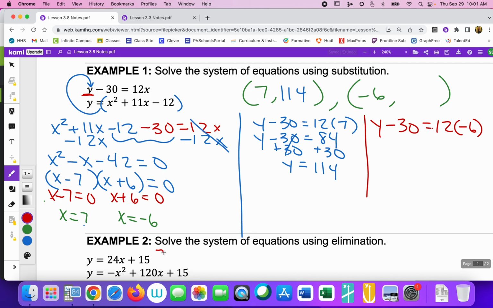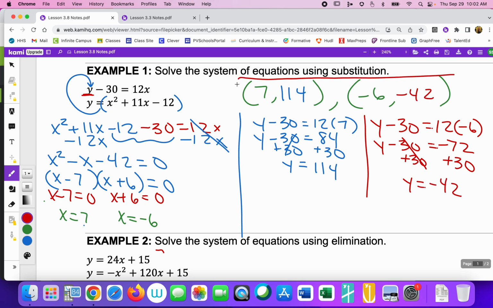What's 12 times -6? -72. Then we would add 30 and get what? -42. So that is the y value. So that is where those two graphs would intersect. We'd have a parabola and a line going through it at those two.